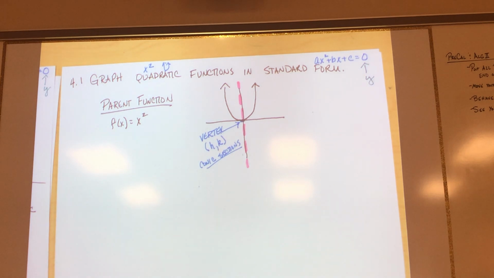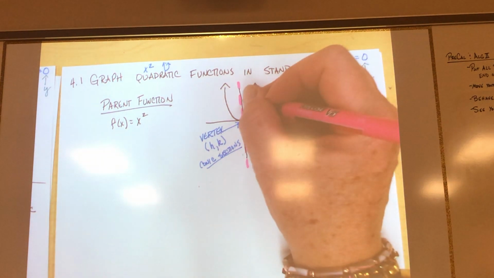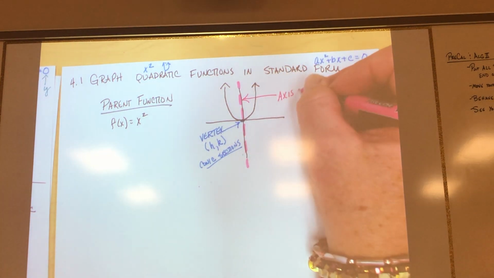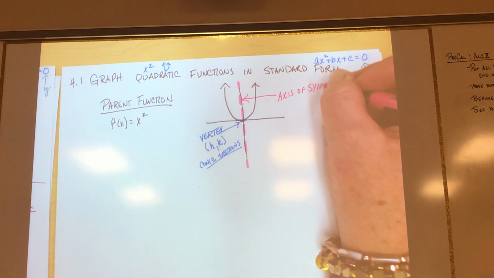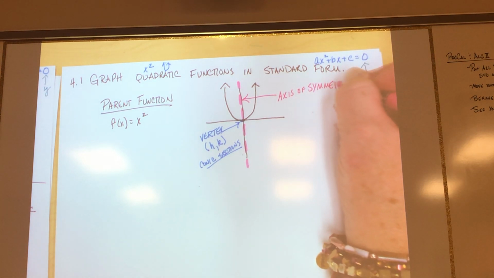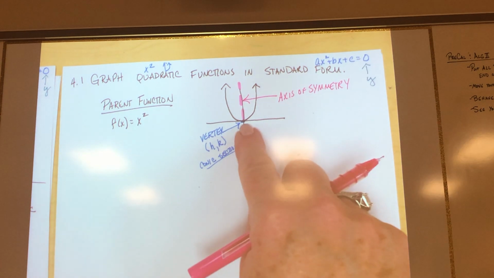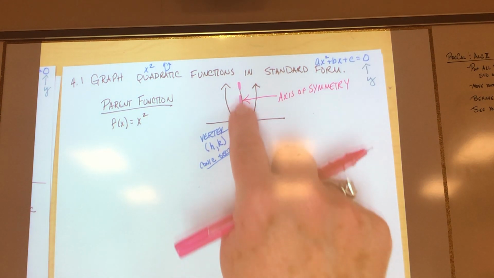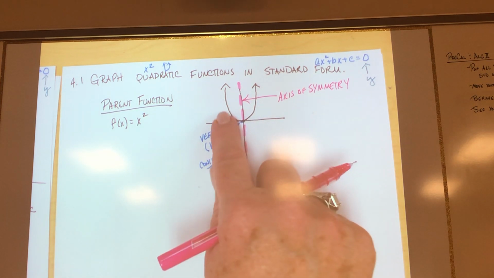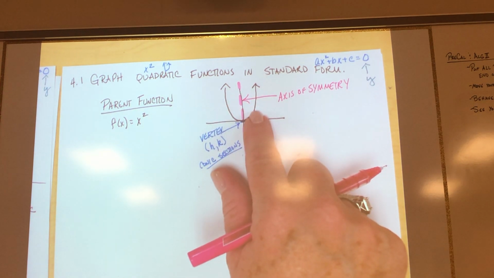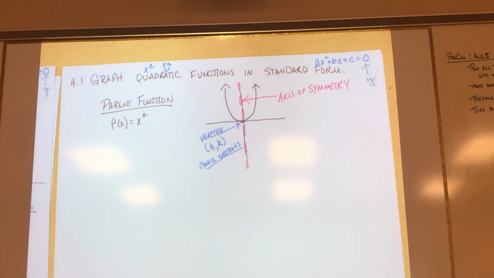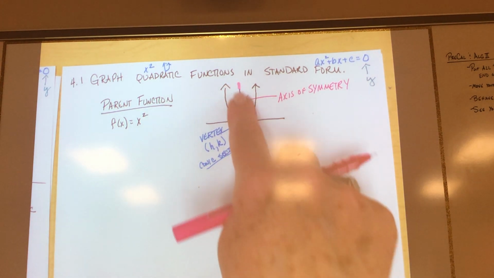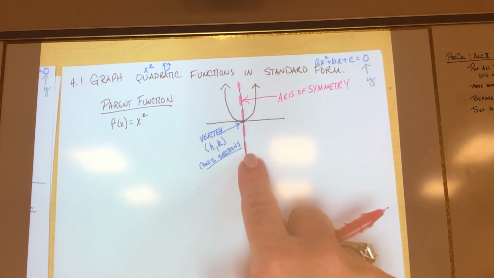This line right here is called your axis of symmetry. Axis of symmetry. Notice that it goes through the vertex. Notice that if you folded it on the axis of symmetry, one side of your parabola would fall directly onto the other side of the parabola. Is everybody with me? Okay, it is symmetrical about this axis. That's the way we say it.